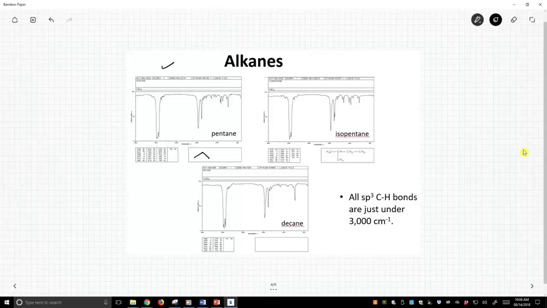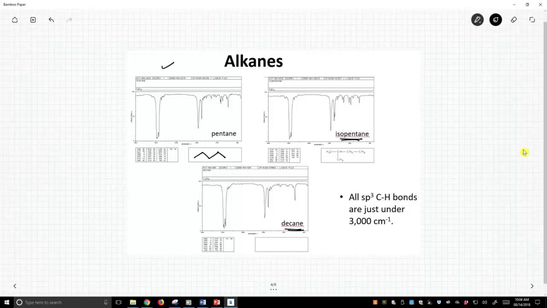And let's draw the structure down here. Really simple molecule. To the right of that is isopentane. And then at the bottom is decane. So not a 5-carbon molecule, but a 10-carbon molecule with decane. Now notice that these molecules look very similar according to their IR.